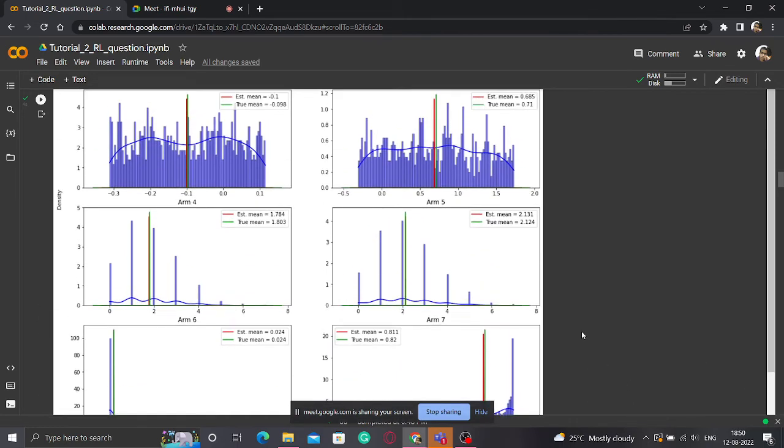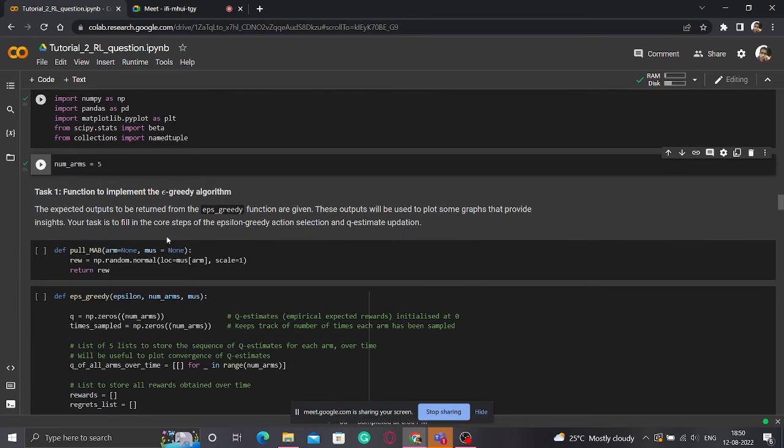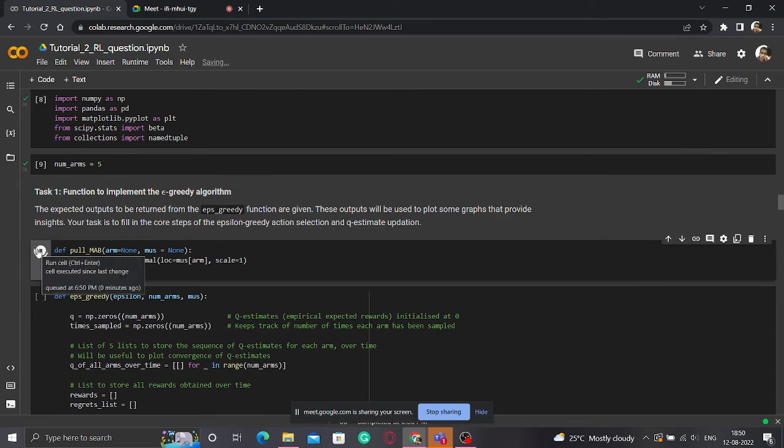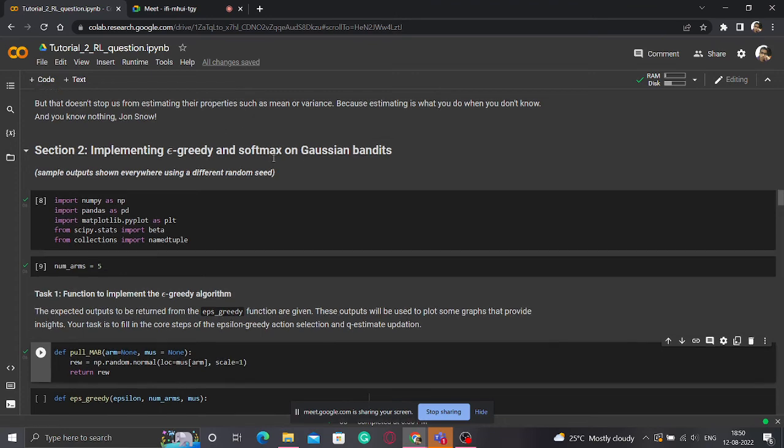So I hope this is clear. Now using this, you guys will try to run epsilon greedy or softmax or UCB. For UCB, I think you need the support to be between 0 and 1, so you can run epsilon greedy and softmax.